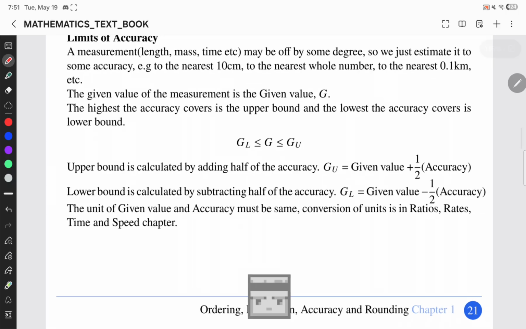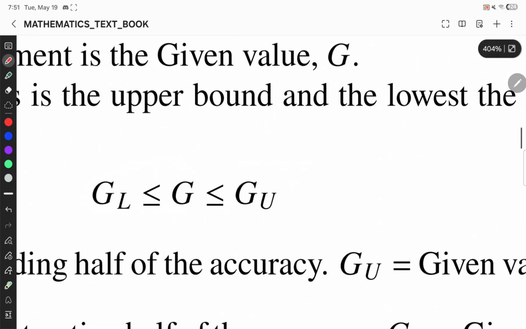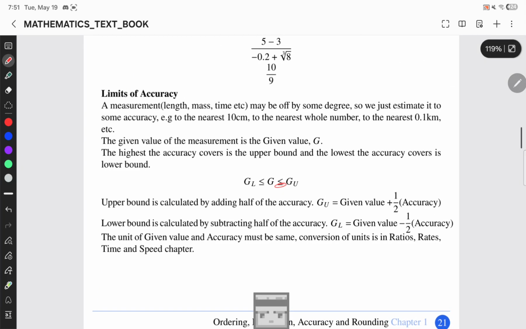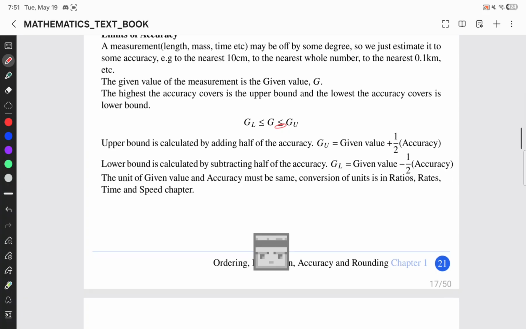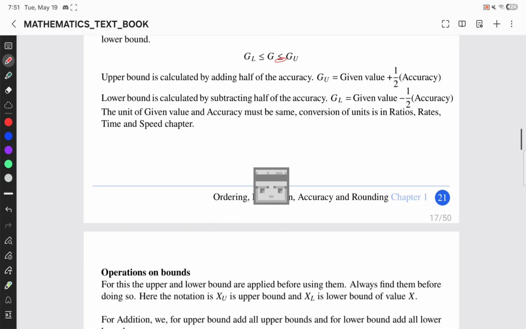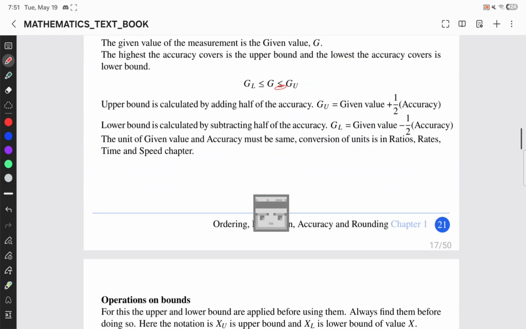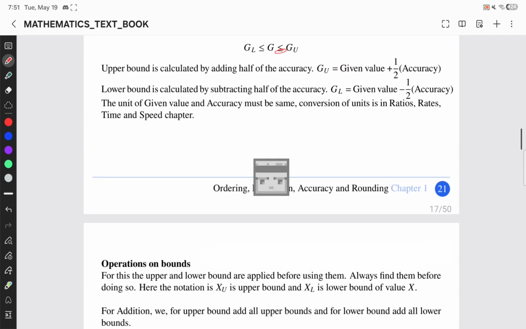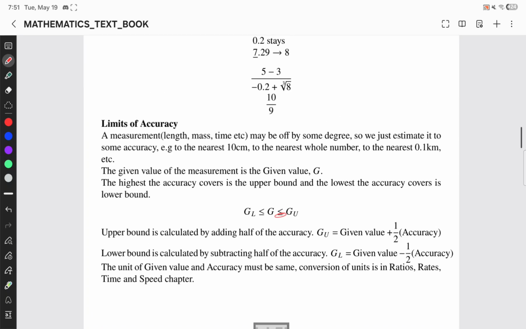I told you already I hate this notation, and I clearly hate it. I forgot, this is a... this is not a slash. Upper bound is calculated by adding half of the accuracy given. So g u is the given value plus half the accuracy. Accuracy will be given. It will be given. Okay, so in questions like round off the number.